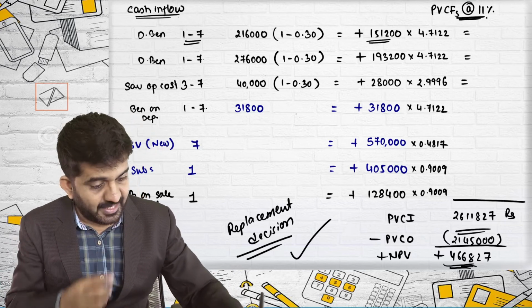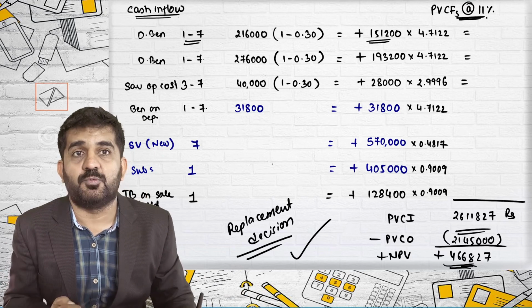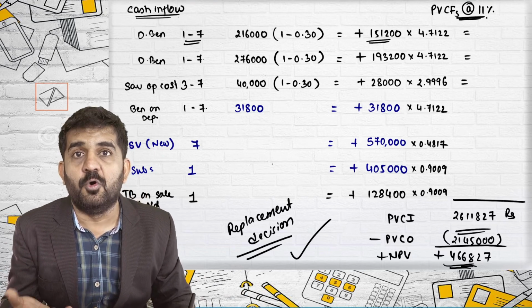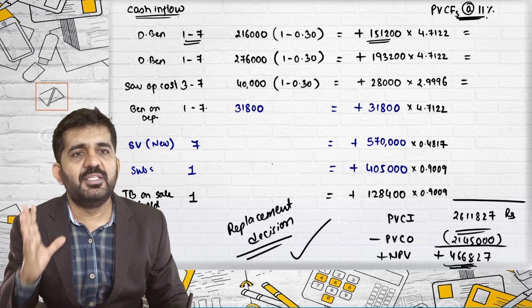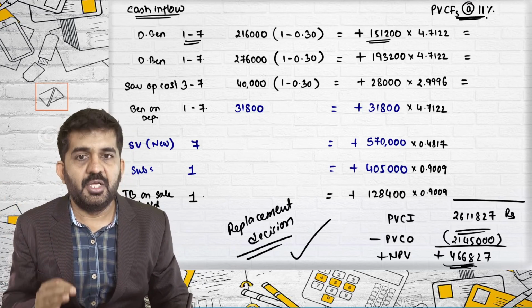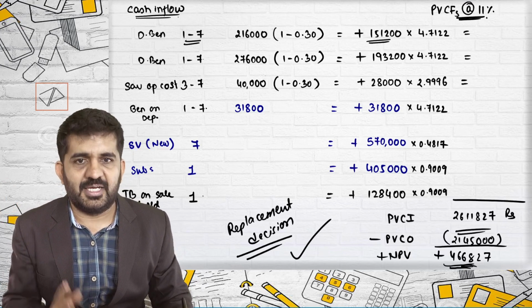See, whenever we take depreciation, we take additional depreciation. When we take cash flow, we take additional cash flow. When we consider cash outflow, we consider the selling price of old machinery. This is a purely replacement decision. Excellent question as far as examination or even your understanding is concerned.